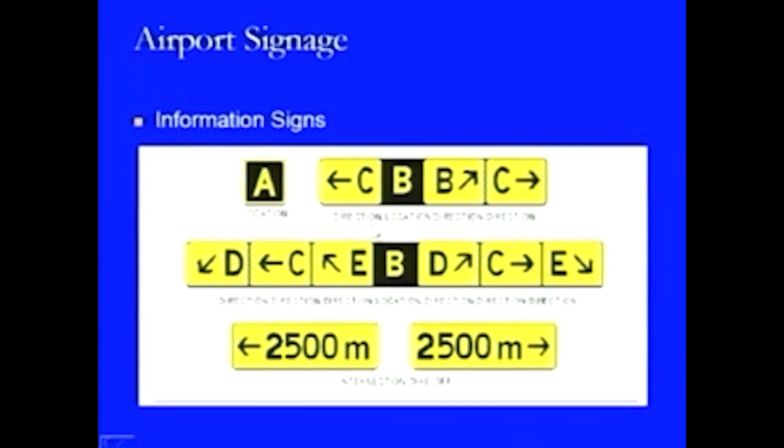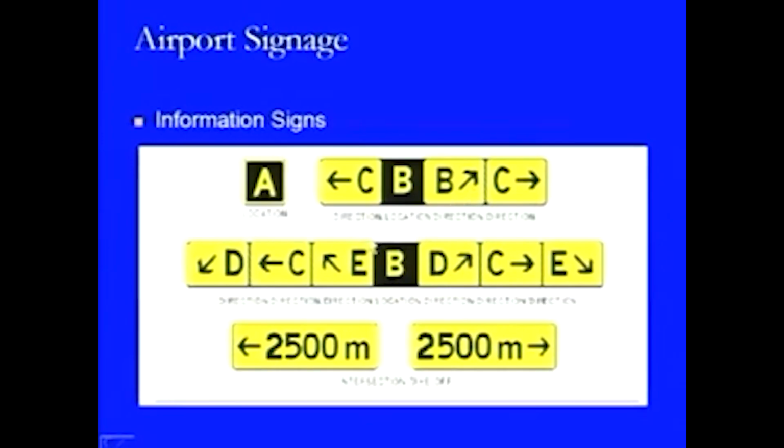We can have different combinations of signs also, different combinations of directions or locations. Here what we are looking at is again a location. Then there are different types of directions: directions towards the left or towards the right, or directions going at an angled position with respect to the location at which this information sign is provided.